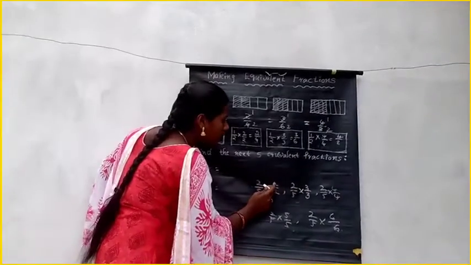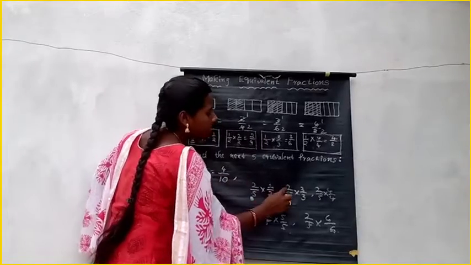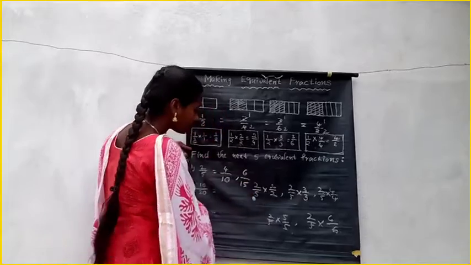So here 2 2s are 4, 5 2s are 10. Next, 2 3s are 6, 5 3s are 15.